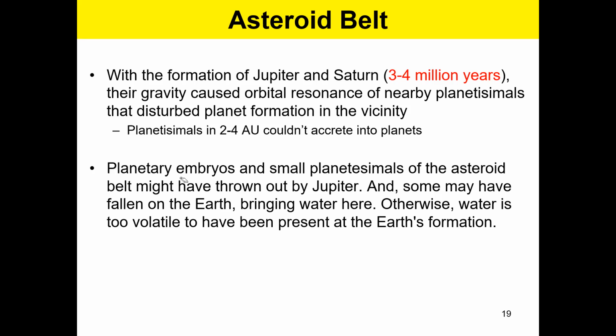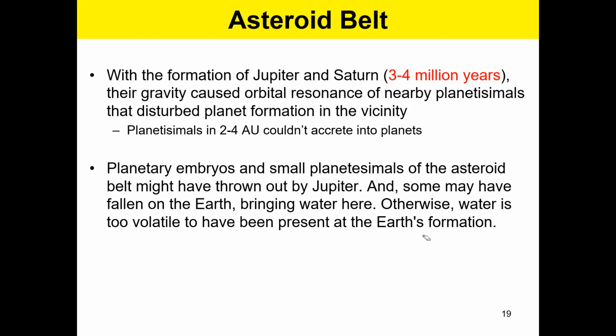Now, there's another thing. Planetary embryos and small planetesimals of the asteroid belt might have been thrown out by Jupiter, and some may have fallen on the Earth, bringing water here. Otherwise, water is too volatile to have been present at the Earth's formation. So this is another very interesting hypothesis, how we got water here on Earth, which is essential to many things, including life, and how we got it here.